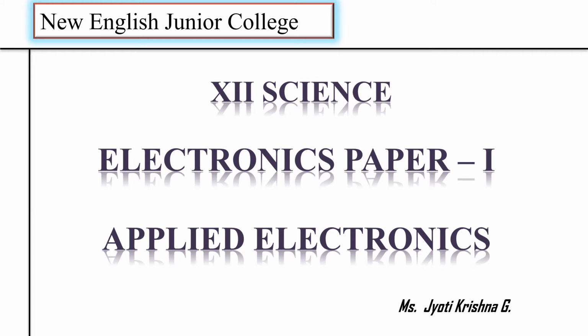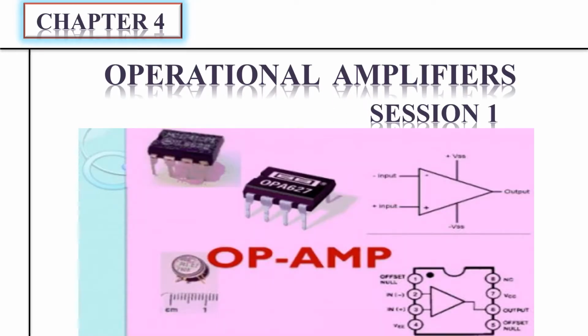Let us start with electronics paper 1, applied electronics. Student, we already completed one chapter from paper 1. So today we are starting with the second topic, chapter number 4, operational amplifier. See student, this chapter is very important because nearly 5 to 6 practicals are based on this topic, that is operational amplifier.